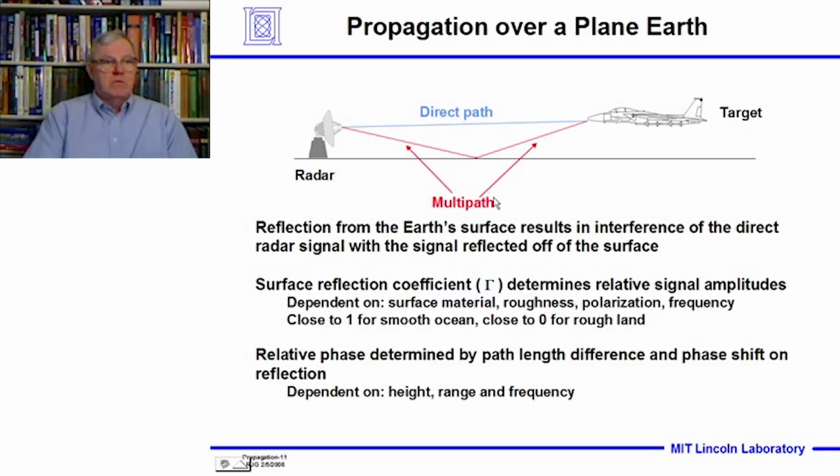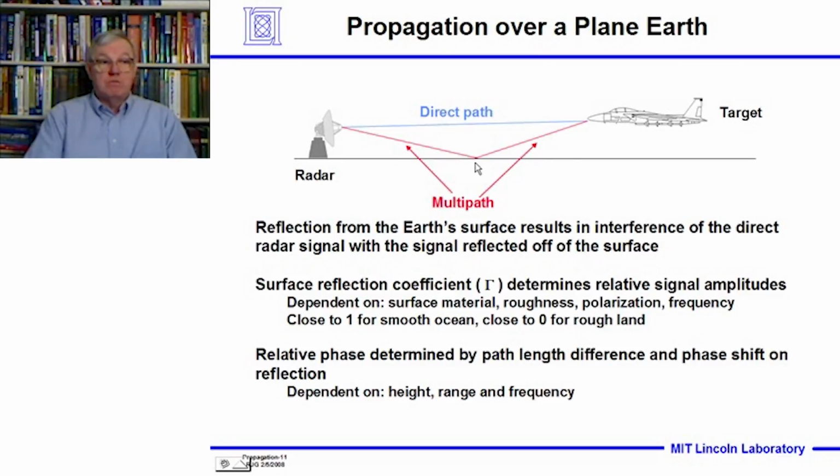Okay? Now, we notice we've got a reflection off the Earth. That's characterized by a surface reflection coefficient, which determines the relative amplitude of the reflected signal. Now that reflection depends on the surface of the Earth. Is it a very shiny surface, like we'd say that ocean is mirror smooth? Or it could be a very rough ocean. Or if it's land, is it quite absorbent? And so the reflection coefficient for rough land could be close to 0. For a smooth ocean, it could be 1. It also depends on the polarization of the radiation going out and on the frequency.